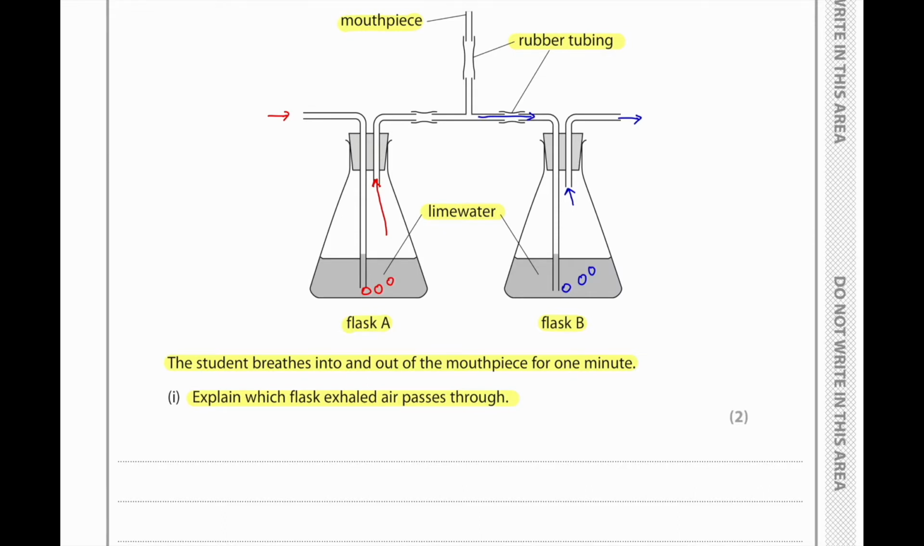In flask B, the tube from the mouthpiece is dipped in the lime water, which causes it to bubble through the lime water. And we cannot inhale from flask B, because if we were to inhale from flask B, then lime water would get suctioned into this mouthpiece.